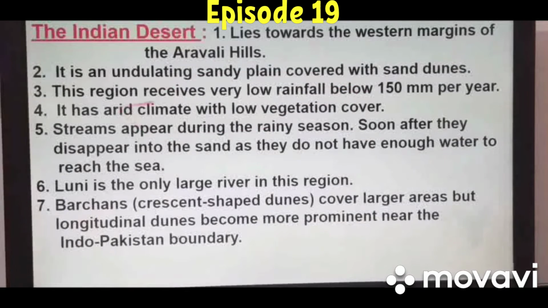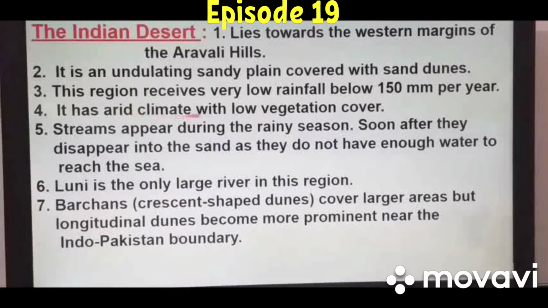So this region receives very low rainfall, below 150 millimeter per year or less than 25 centimeter per year. This is millimeter, and normally precipitation we write in centimeter. So that is less than 25 centimeter per annum.